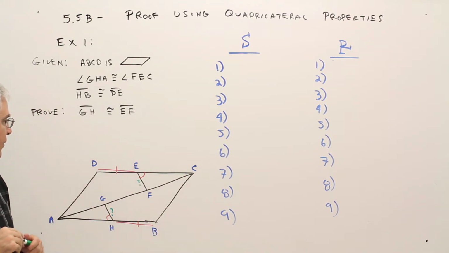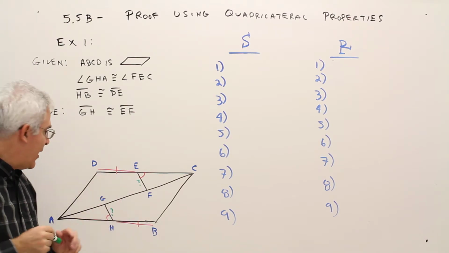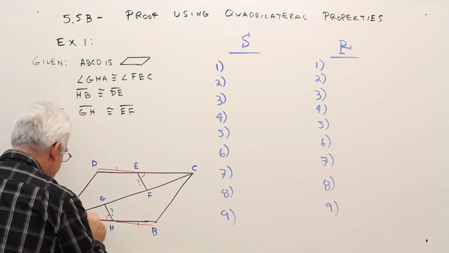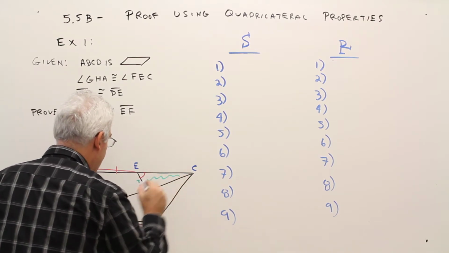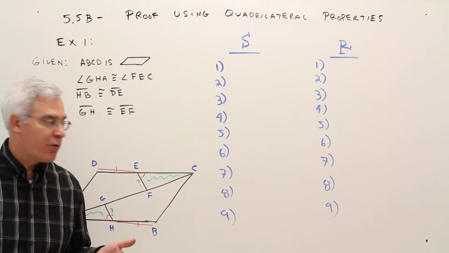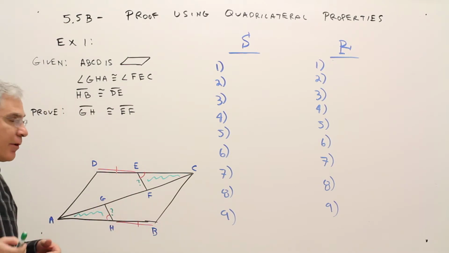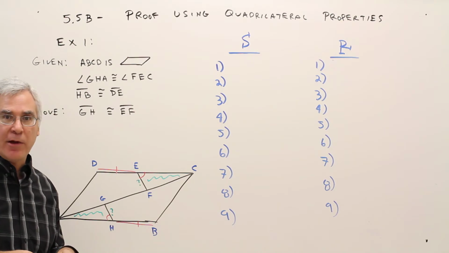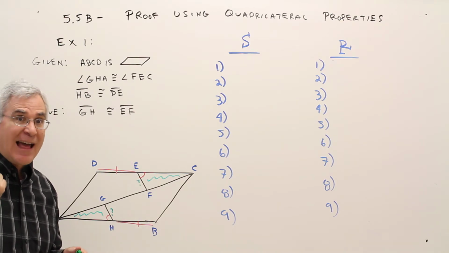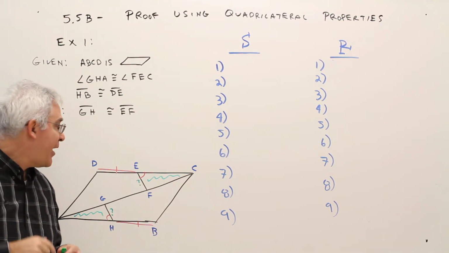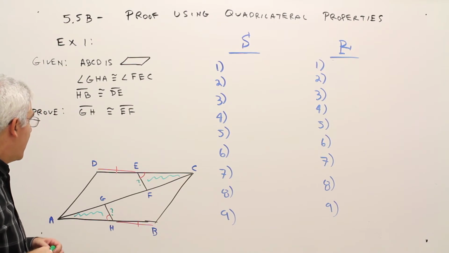Okay, so without even batting an eye, it looks like if I can somehow get those triangles to be congruent, I can then get the corresponding parts to be congruent. So I'm going back to chapter 3 again. Okay, now I'm going to come up with a plan for getting those triangles congruent.